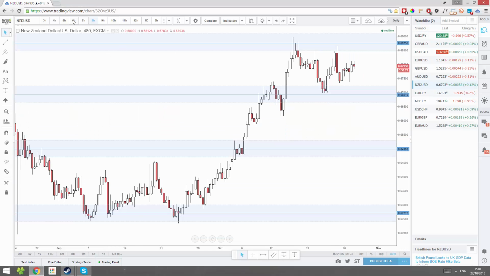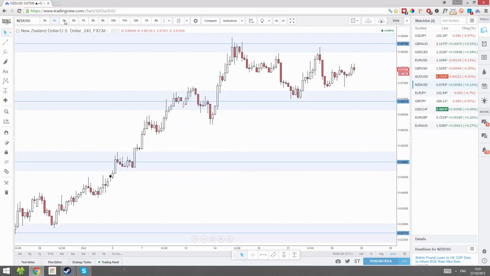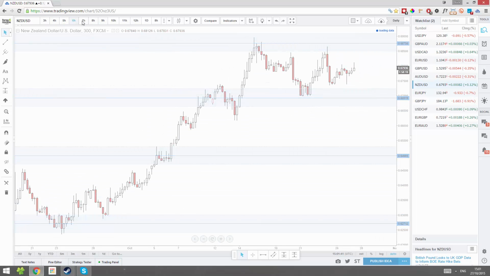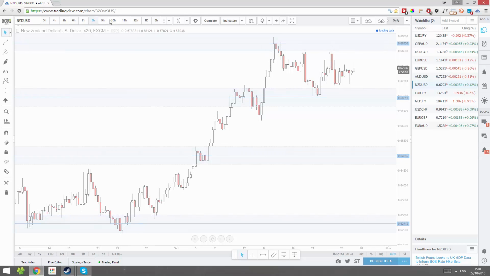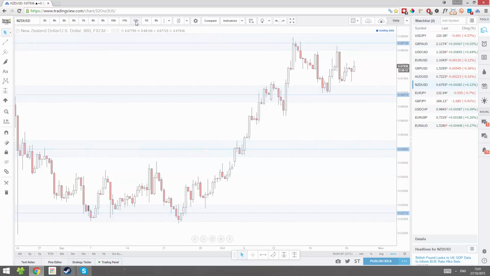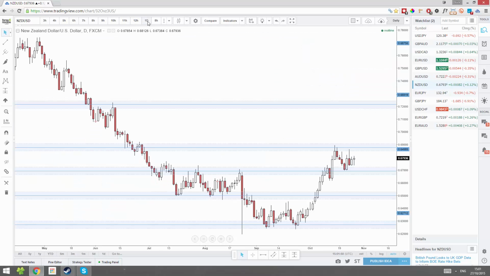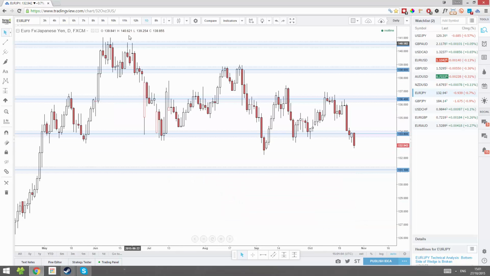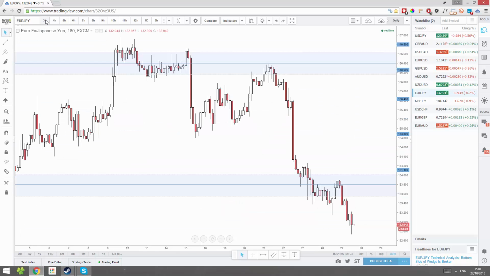All right, New Zealand USD, 3, 4. There's not going to be anything here. It's between two support resistance areas, so. Yeah. Oh, well.